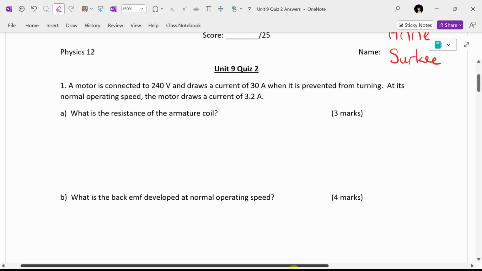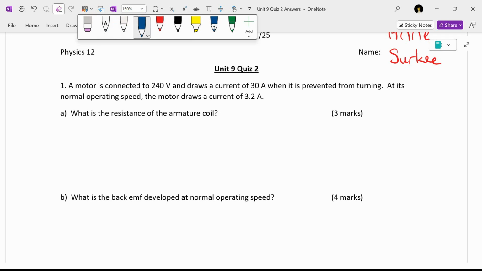A motor is connected to 240 volts, so they've given me an EMF, a voltage, draws 30 amps when it's prevented from turning. Ooh, I think this is going to be a back EMF question. At its normal operating speed, the motor draws current of 3.2 amps. The first thing they want is the resistance of the armature coil.